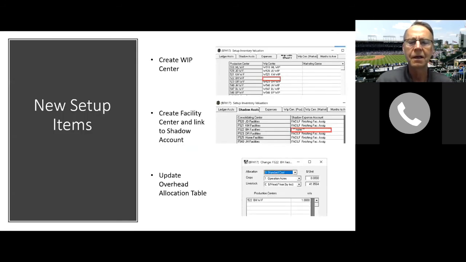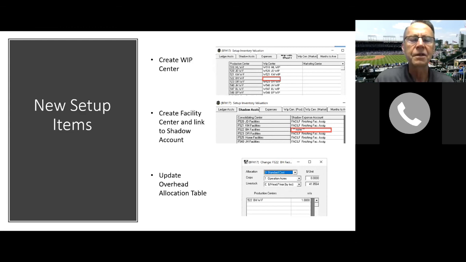Okay, last item is new setup items, and what could go wrong? Well, we have what we call the WIP wizard that, when you create a new production center, seed, chemical, crop, livestock production center, asks you if you want to create WIP centers. And so in this case, if it didn't happen, you get unpredictable results.